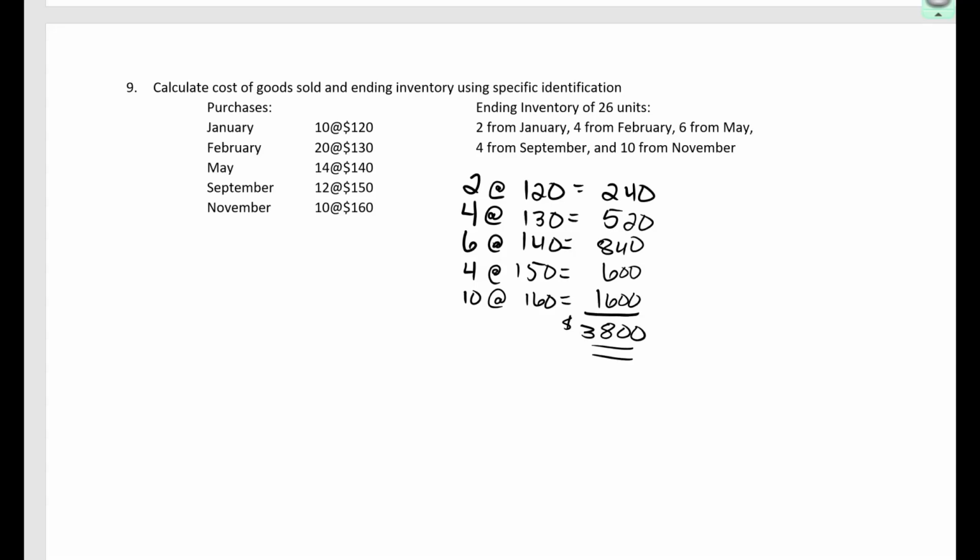Their ending inventory is $3,800. So you always have to go through the full steps to get to the ending inventory. With specific ID, you can calculate it backwards from the ending, and it's so much easier. And this is how the problem is going to work on the midterm next week.